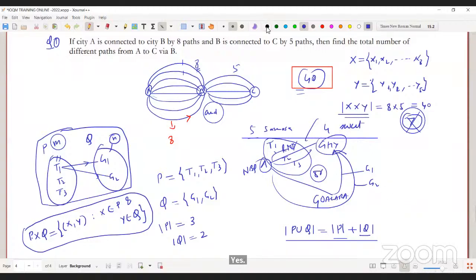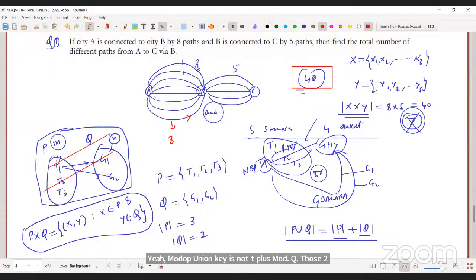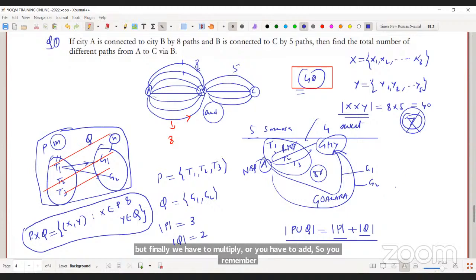So nothing is different. Here, mod of P union Q is mod P plus mod Q. Those two sets are disjoint, right? Here, the logic is P or Q, this root or that root. So 3 plus 2, not 3 into 2. And in the problem that sir has taken, 8 parts and 5 parts, here the logic is 8 into 5. In this way, you can make the problem complex. Suppose A, B, C, D, E, F, with so many conditions. But finally, we have to either multiply or add. So remember that's the point.